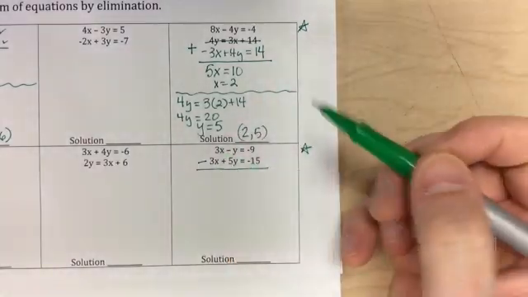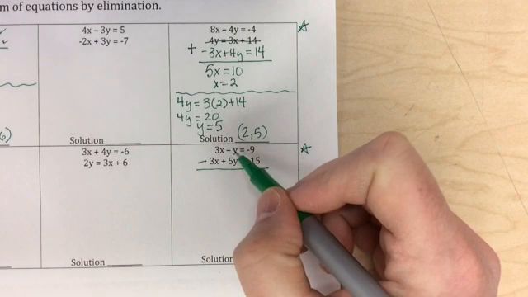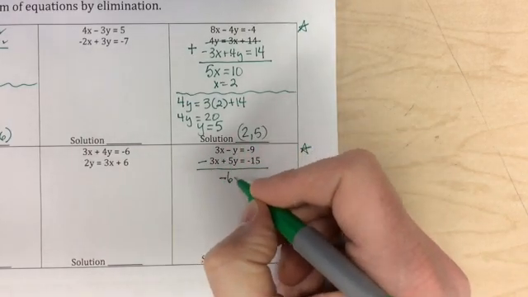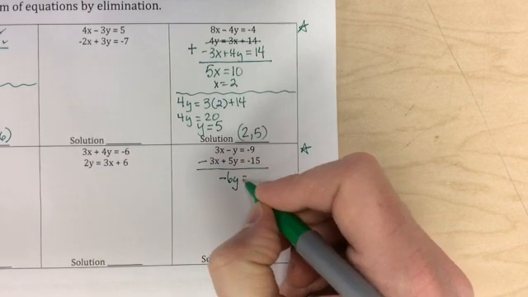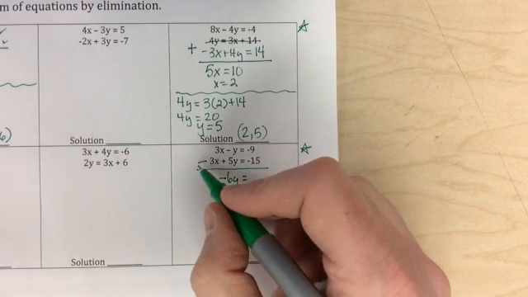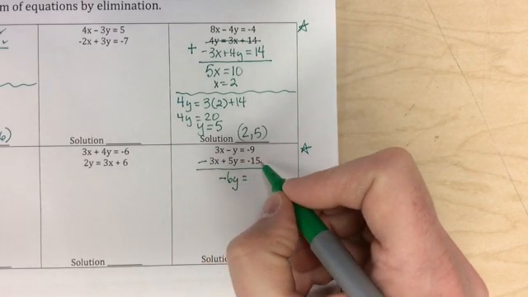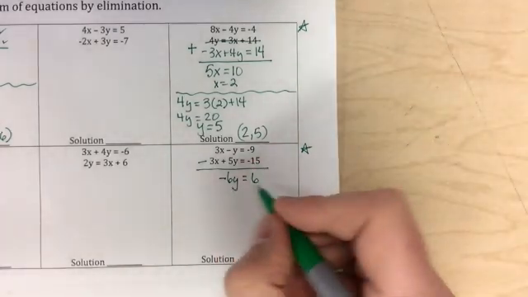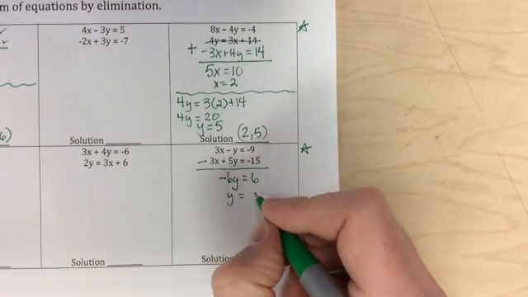3x minus 3x is 0. And here's where it gets tricky. Negative y minus 5y is negative 6y. And negative 9 minus negative 15, so negative 9 plus 15 equals 6. So I divide both sides by negative 6, so y equals negative 1.